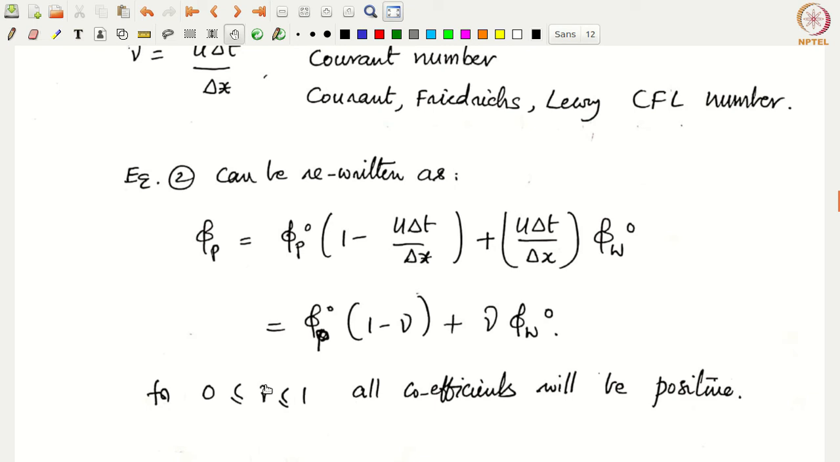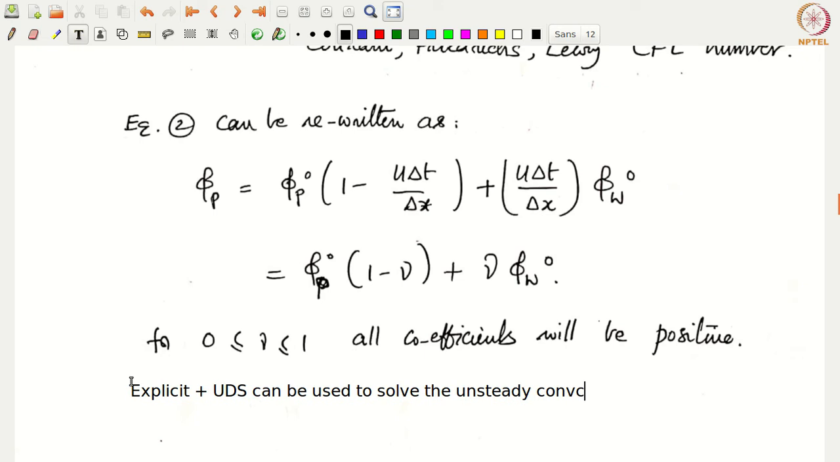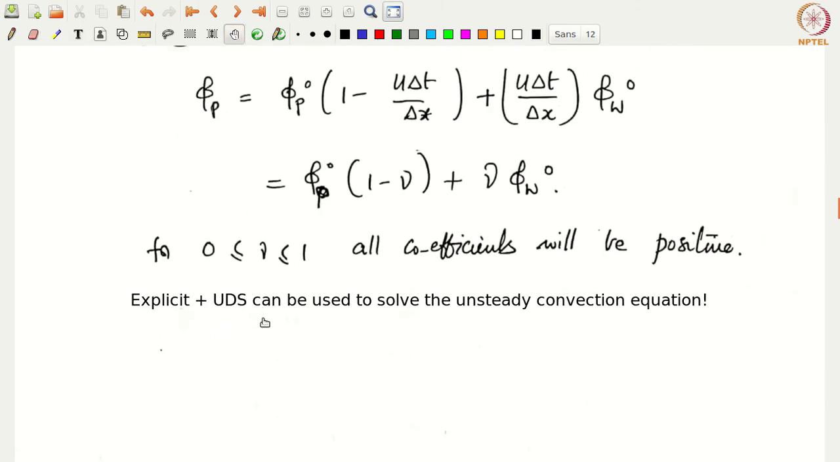Okay. So that means if nu can be taken to be between 0 and 1, this will be positive, and of course this will be positive. As a result, both the coefficients will be positive, and this equation would give you stable and physically possible solutions without oscillations, right? All right. So as a result, the explicit plus upwind difference scheme can be used to solve the unsteady convection equation. Okay. We have now found one method to solve our equation.